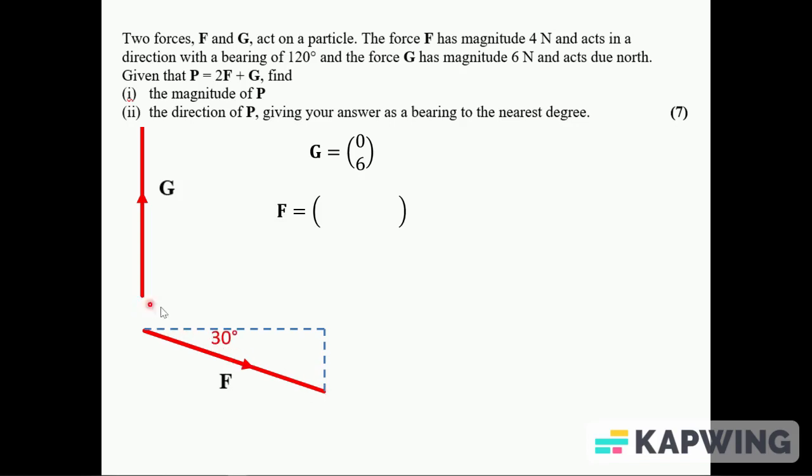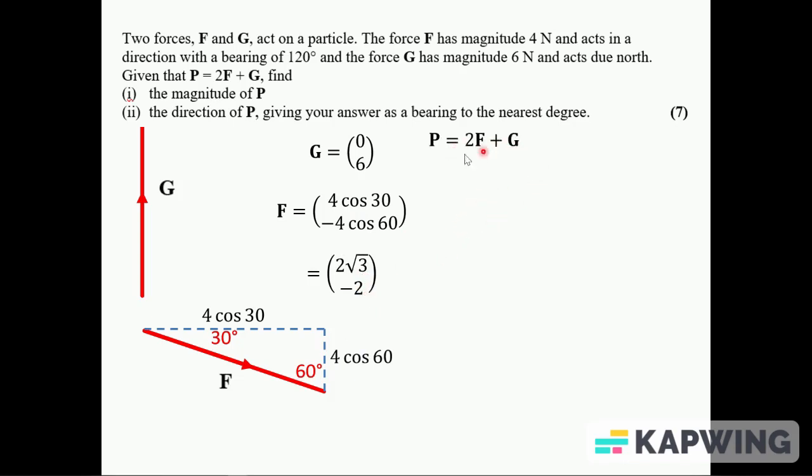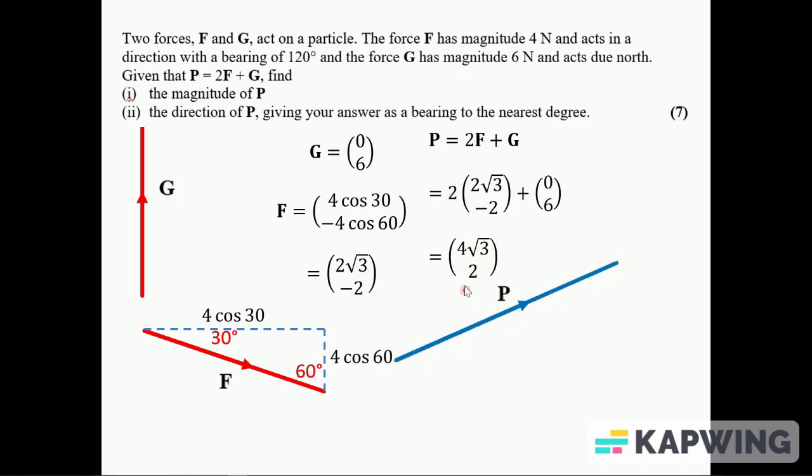So this angle's 30 because the bearing was 120, which means that this side is 4 cos 30. Angle 60 degrees, the side is 4 cos 60, or 4 sine 30 if you so prefer. But it's negative, it's going downwards, so I need to write this as minus 4 cos 60. I simplify this: 2 root 3 over minus 2. The P, 2F plus G, so 2 lots of the F plus the G gives me 4 root 3 and 2. They're both positive, so P is going to go up to the right.